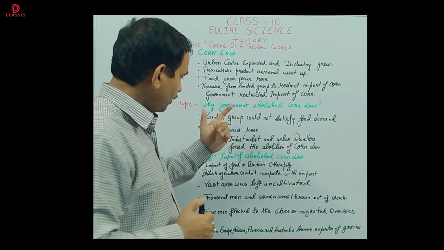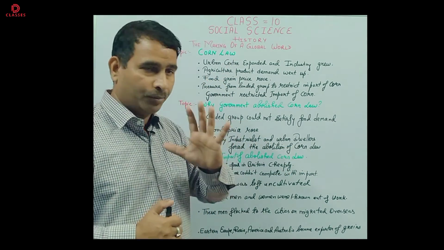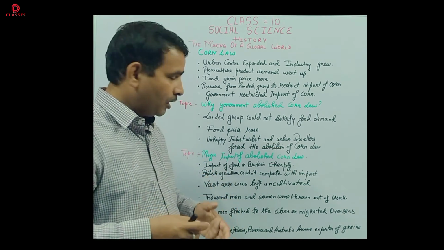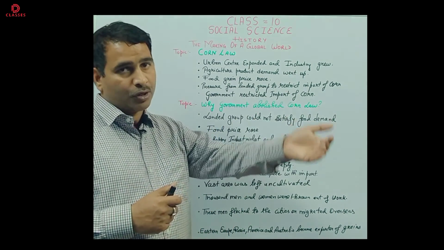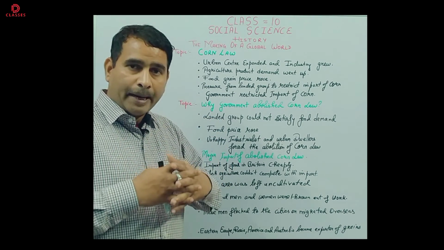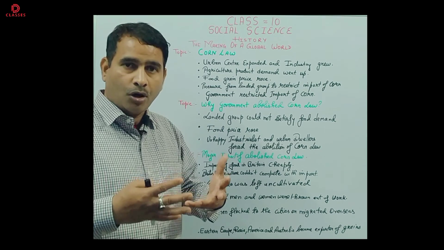That is clear. These three points are all questions for three marks. Now, the major impact of the abolished Corn Law. What happened was that when the import of corn started, many countries that were unknown to the world came to be known as producers of food grains.